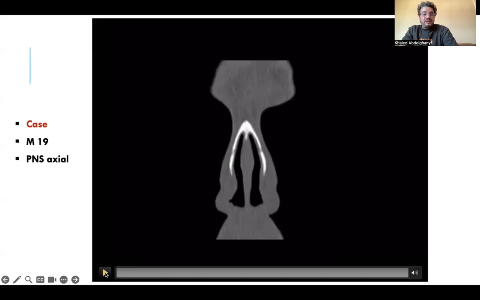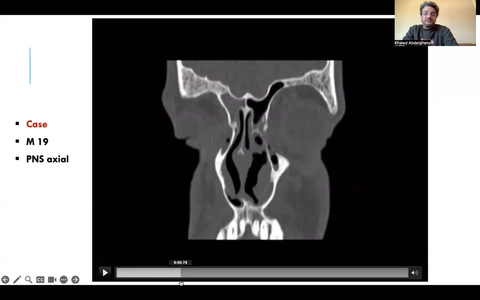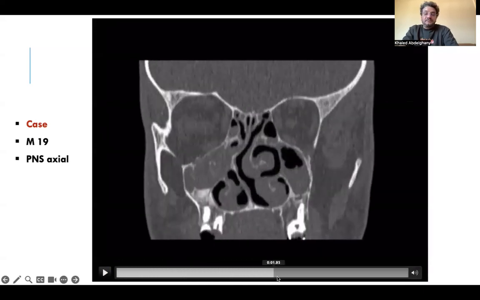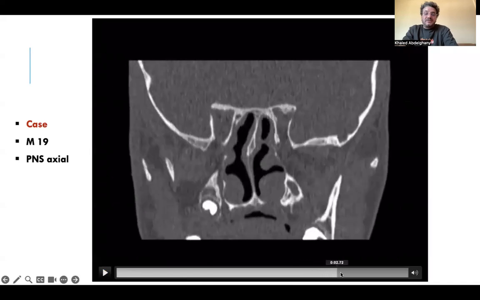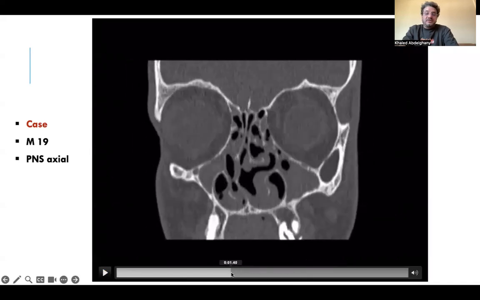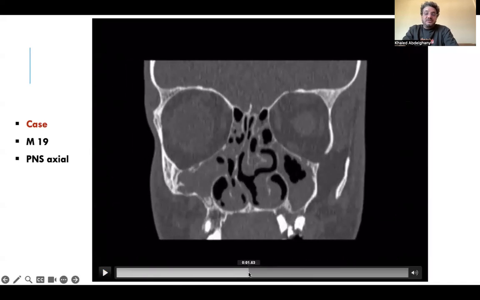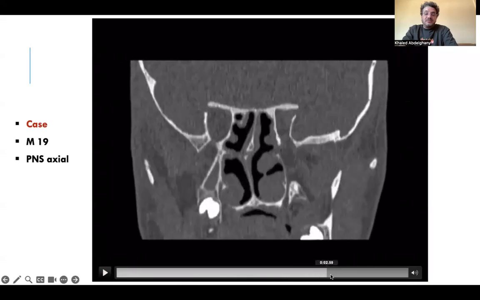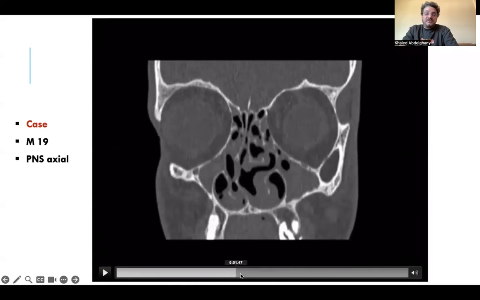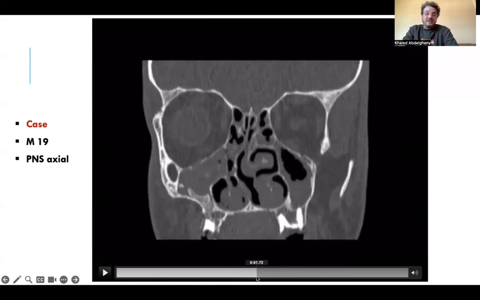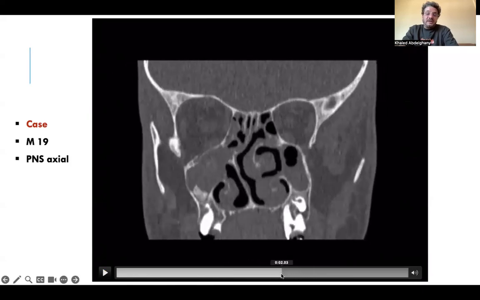This is the coronal reformat, showing the chronic manifestations of sinusitis, the high density within the right maxilla, highlighting fungal infection on top.